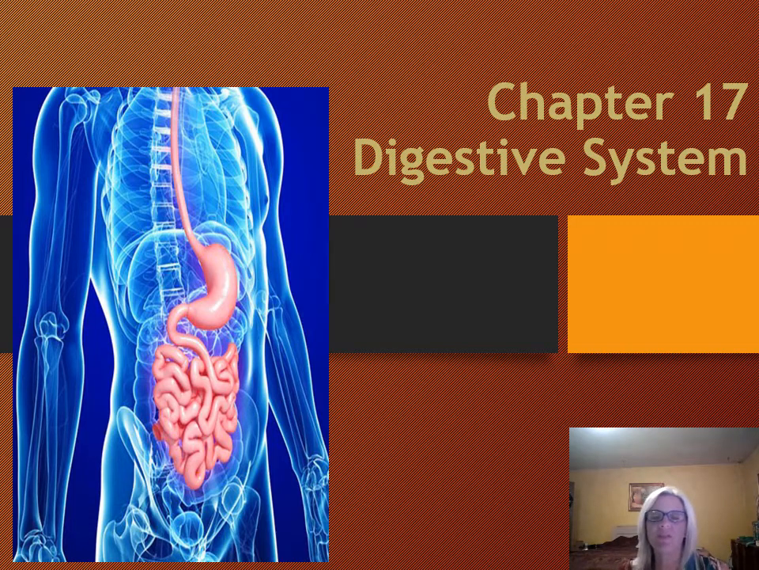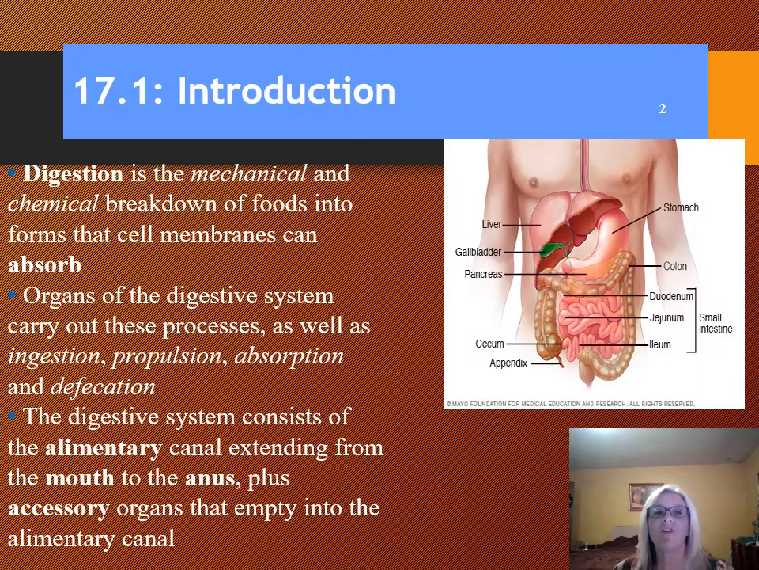In Chapter 17, we're going to look at all the different components of the digestive system and how those interact and work. The function of the digestive system is to ingest food, propel food, and then mechanically and chemically break that food down, absorb nutrients, and use them, and then defecate the remainder, the things that we do not need, the waste material.